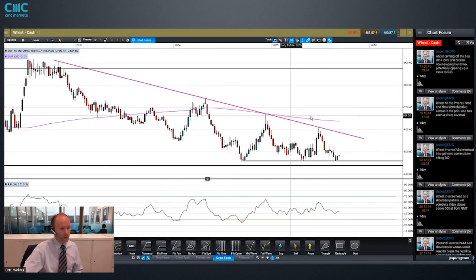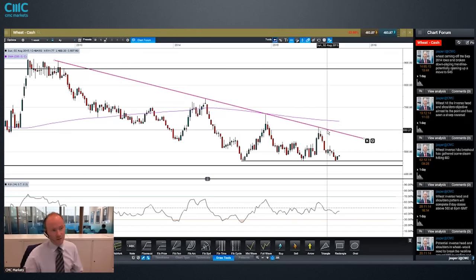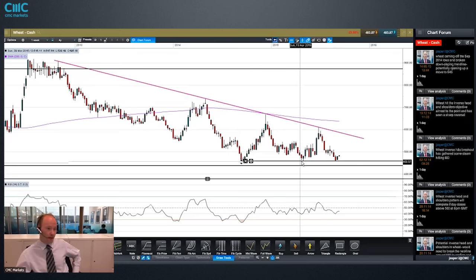It's down on the weekly chart. We're below that fairly well-defined declining trend line, with four touches. But we weren't able to make a new low there. We did make a lower high. So we're still within what's becoming a bit of a triangle formation.